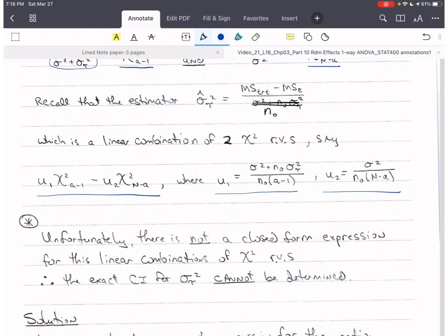Remember the distribution of the chi-squared random variable. And so when we try to find probability or take integrals, we end up with that chi-squared distribution. And we end up with an integral we can't write in a closed form. Okay? So we have this issue. We cannot determine the exact confidence interval for sigma tau squared.